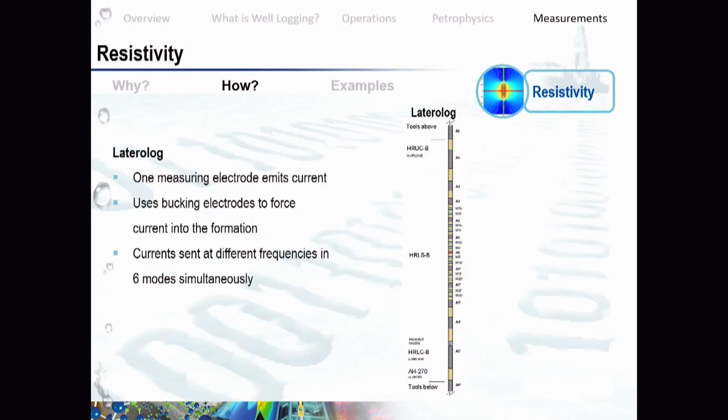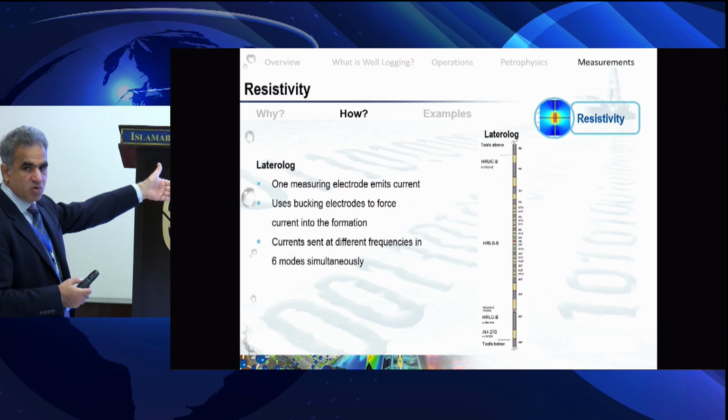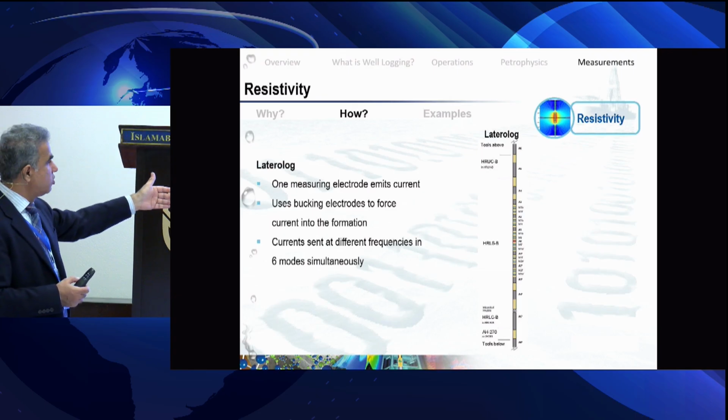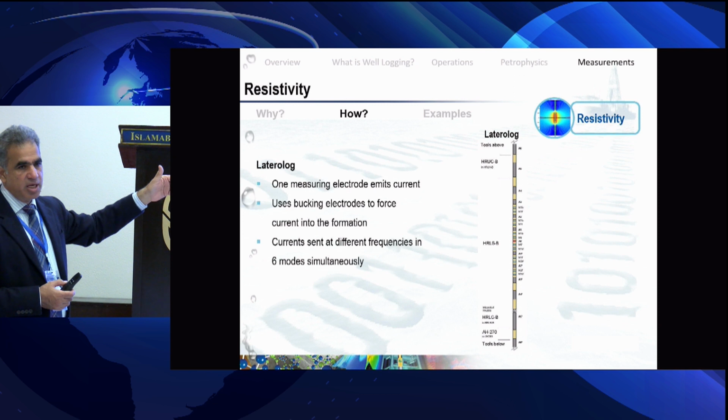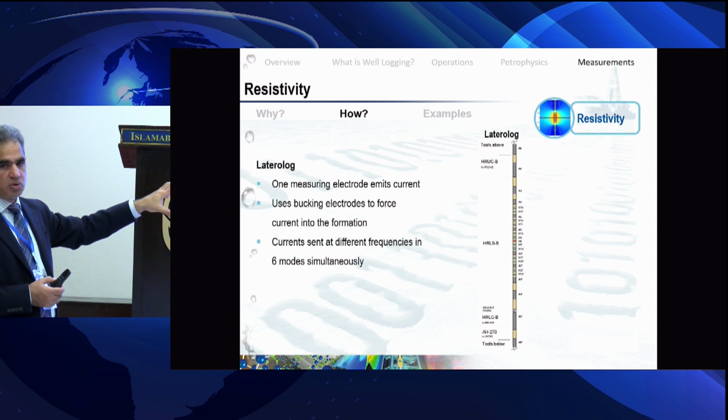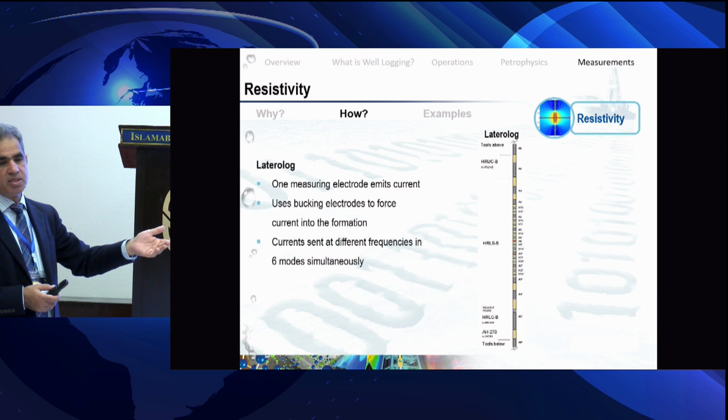The second is lateral log. The lateral log has a measuring electrode that emits current, using a bucking electrode to force it into the formation. Current is sent at different frequencies. So we use different frequencies in induction and different frequencies in lateral log. And here you can see this series of electrodes on the tool body. In the old tools, we used to send the current to the surface, but in the modern lateral log tool, it is sent to the tool body. So there's nothing at the surface, and it has different issues and different advantages.